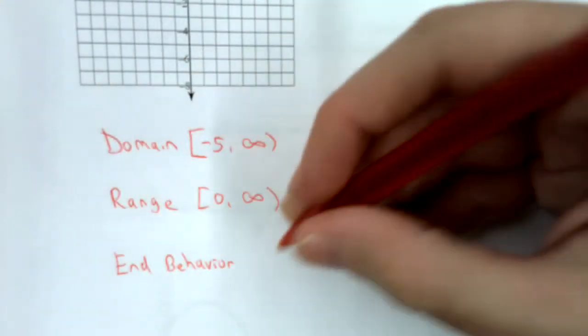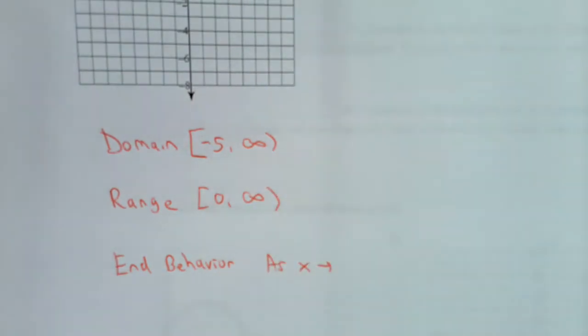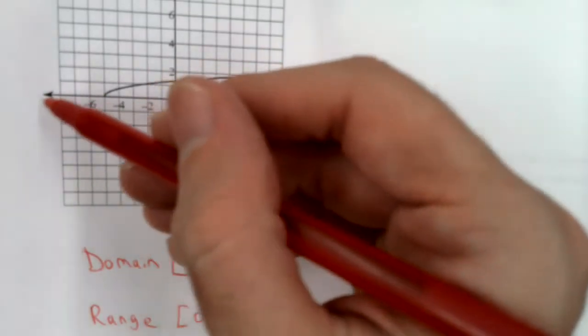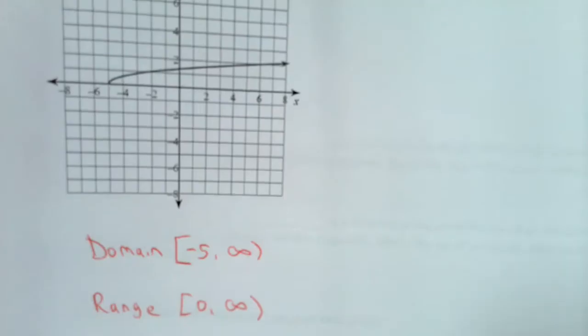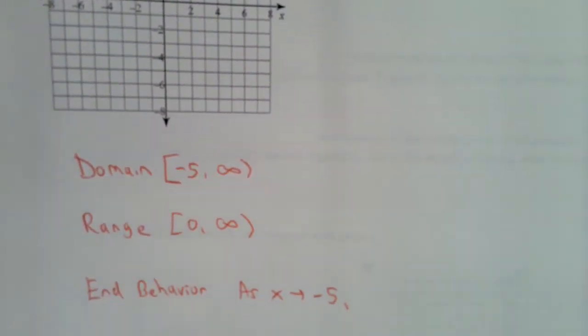Next up will be end behavior. End behavior and increasing and decreasing intervals are the hardest. Okay, so if you look, this graph never actually approaches negative infinity. So there's no end behavior for negative infinity. The x stops at -5. So what happens as x approaches -5 for my end behavior?